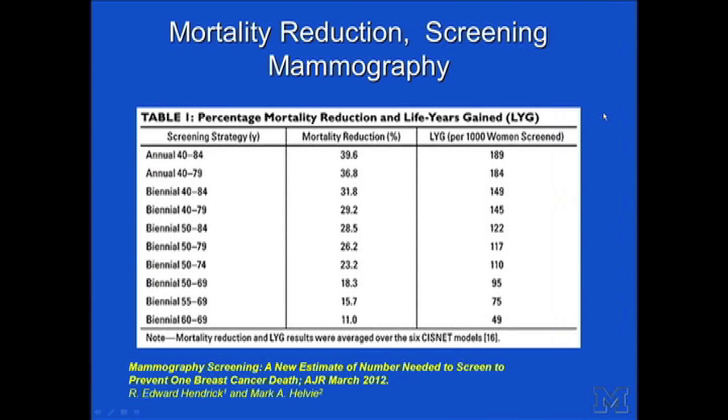This is a computer modeling program where you look at the life years gained per 1,000 women screened. In other words, if women get screening mammography, how many years of their life does it save? And you get the most years of life gained, that's 189, when you do annual mammography between the ages of 40 to 84.